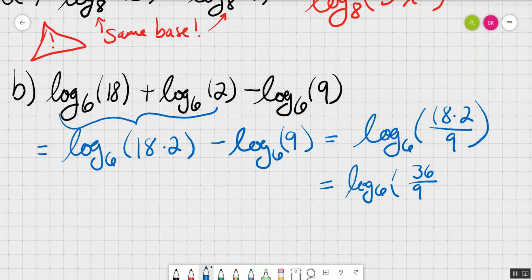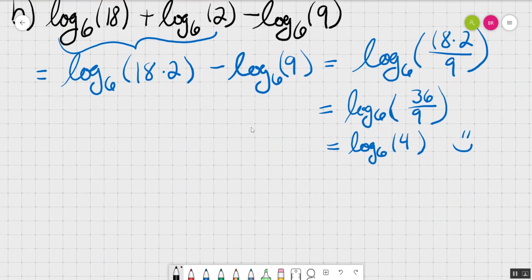And what's 36 divided by 9? Well, it's 4. So this is just the log base 6 of 4. Looking back at the original, the log base 6 of 18 plus the log base 6 of 2 minus the log base 6 of 9, that's a really long way to write the log base 6 of 4, didn't you say? This seems much simpler and much easier to calculate.